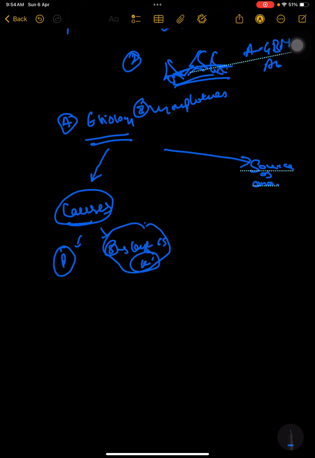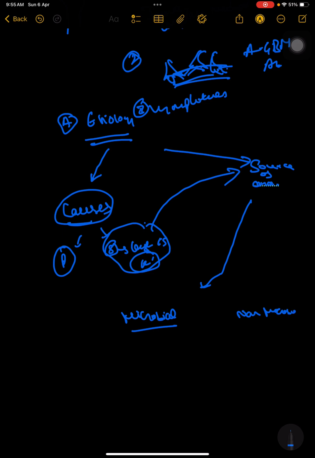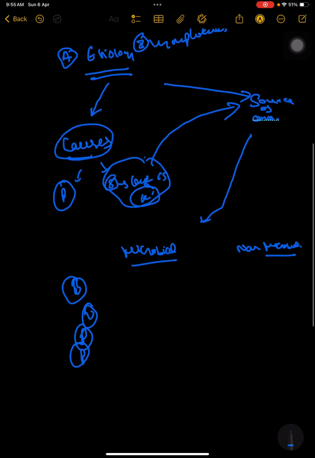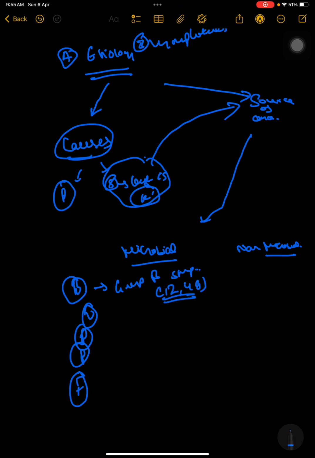Now if the cause is known, what might be the cause? It can be microbial or non-microbial. Certain bacteria, viruses, protozoa, parasites and fungi are responsible. Bacteria like group A streptococci, strains 12 and 49, Treponema, staphylococcus. Viruses like mumps, measles, hepatitis B, C, Epstein-Barr virus. Next is protozoa, next is parasite, then you have fungi.